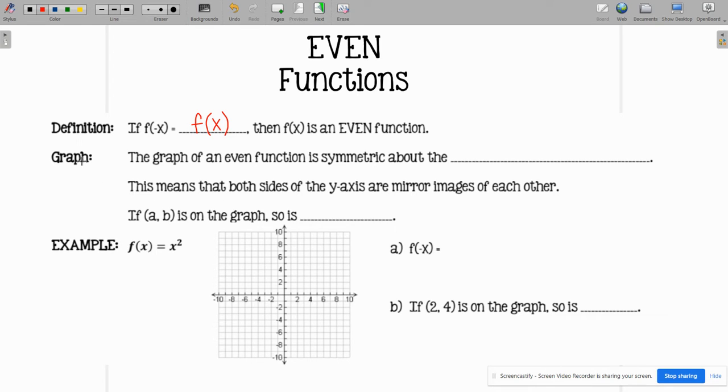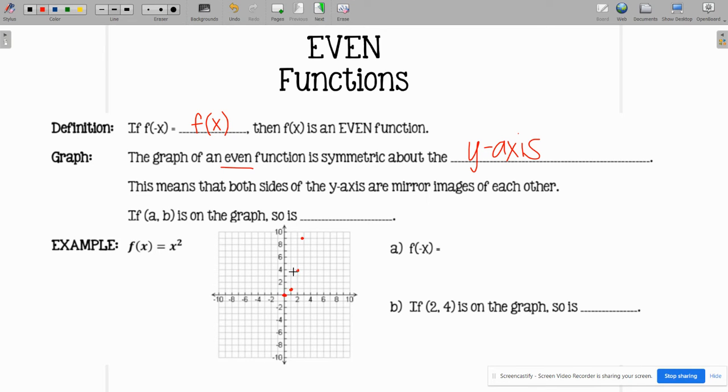So if we look at this graphically, what an even function does is it has symmetry about the y-axis. And we know that basically means that both sides of the y-axis are mirror images of each other. So if we talk about the function f of x equals x squared, this is an even function. If we were to graph that function, if you don't know what it looks like, you could make a table of values. If you plug in 0, you get out 0. If you plug in 1, you get out 1. 2, you get out 4. 3, you get out 9. And here's the key here.